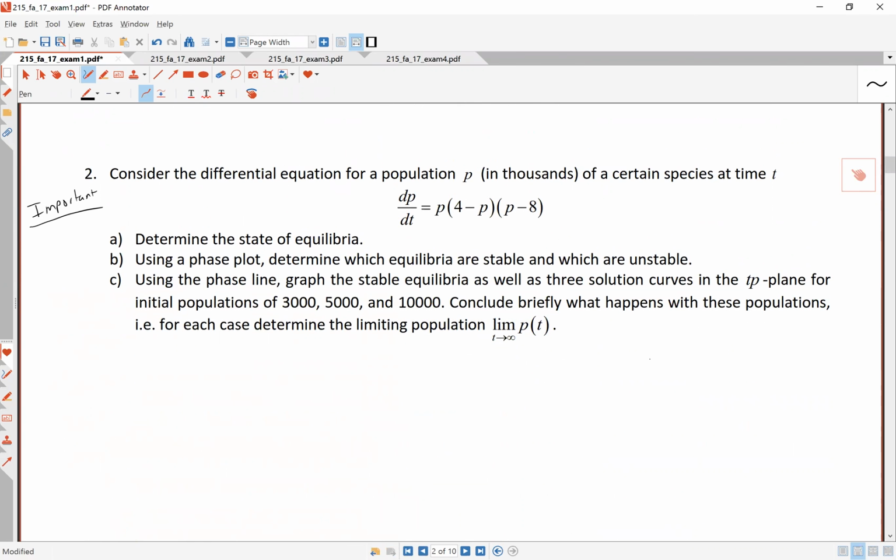Okay, so here we have dP/dt equals P times (4 minus P) times (P minus 8). Letter A: dP/dt is equal to 0, meaning it stays at 0, if P equals 0, P equals 4, and P equals 8. Those are all of our equilibria.